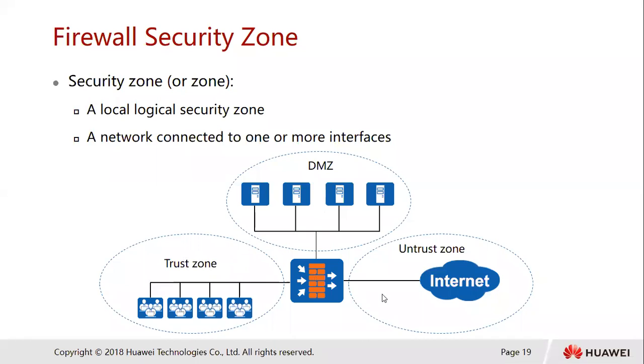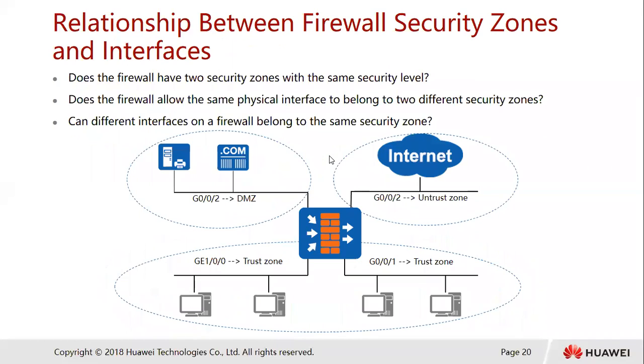So these zones, they have different security levels. So the trust zone can be given, let's say, 85, and then the local zone, which is inside the firewall, it can be given the level as 100, and then these two, they can be given the same level, let's say 5. So when they have the same levels, it means that data can move from this zone to this other zone without restrictions.